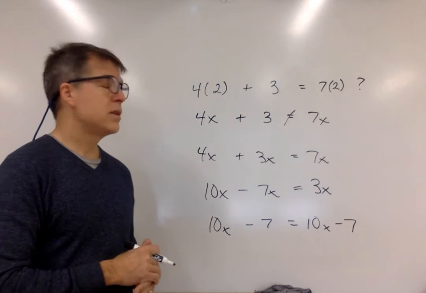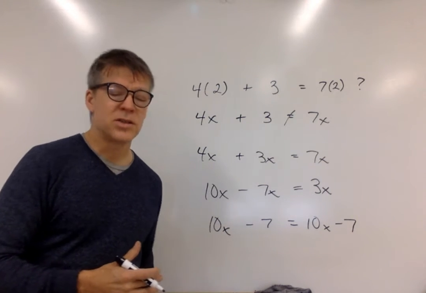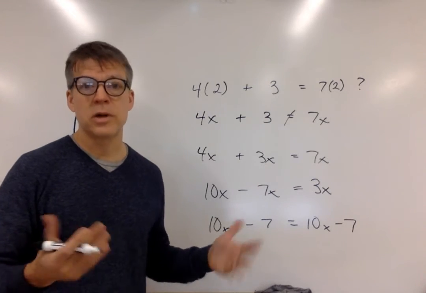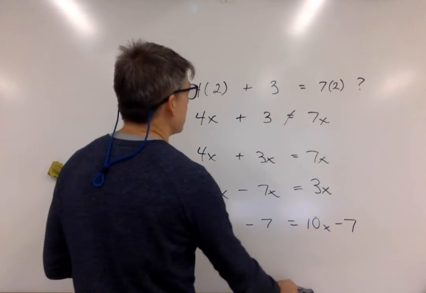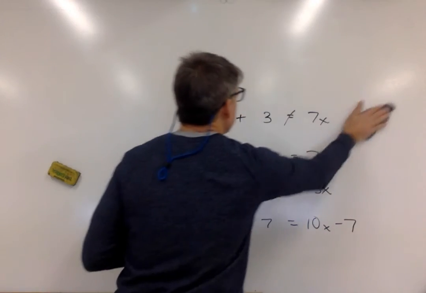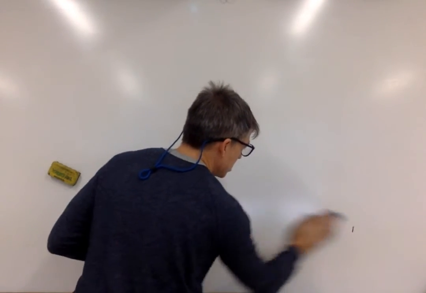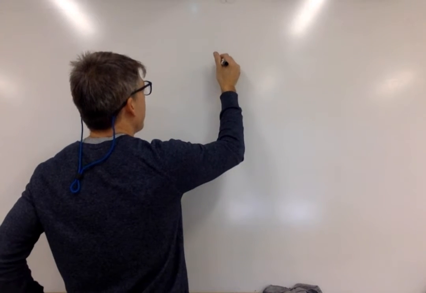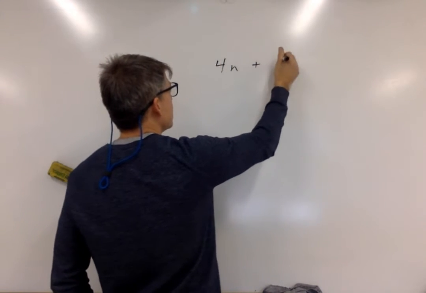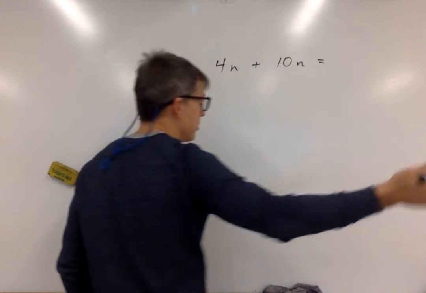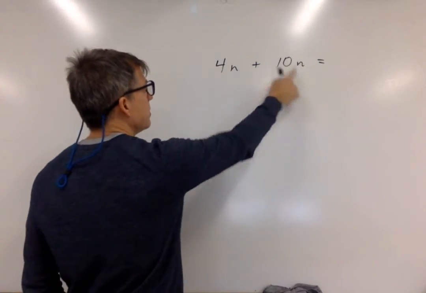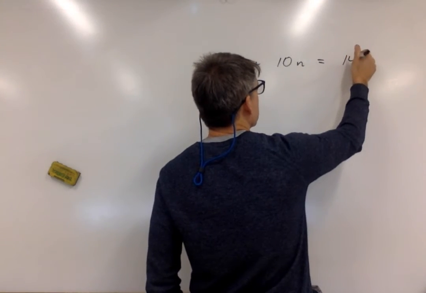I guess one last wrinkle. I've been using x, x, x, x here. It doesn't matter what letter you use here. You could be using A's, B's, or T's, or whatever. I just don't want you to get confused if you see a different letter. So let me just do a couple like that. If you have 4n plus 10n, guess what I'm going to write down? They're like terms because they have the same variable. That's going to be 14n.